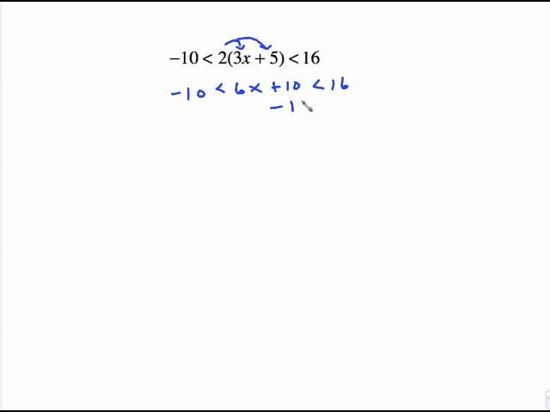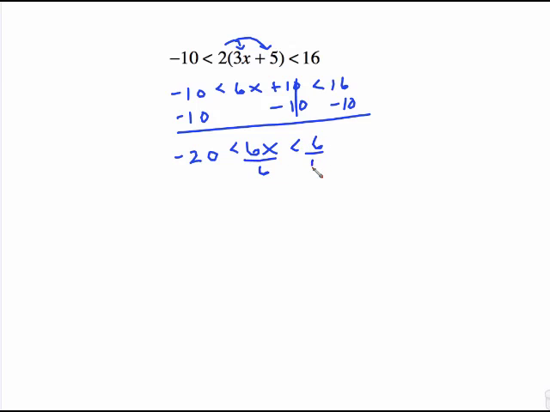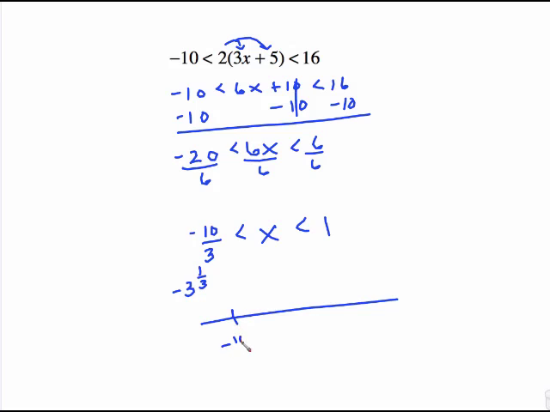To undo plus 10, we will subtract 10 from all 3 columns. So -10, -10 is -20, less than 6x because our 10's canceled. 16 minus 10 is 6. To get this x alone, divide by 6 in all 3 columns. Reduce your fraction here. It's okay to have a fraction, no big deal. And then 6 divided by 6 is 1. -10 thirds is the same as the mixed number -3 1/3 if you want to think of it that way. But it really doesn't matter. You can put -10 thirds here, or you can put -3 1/3.